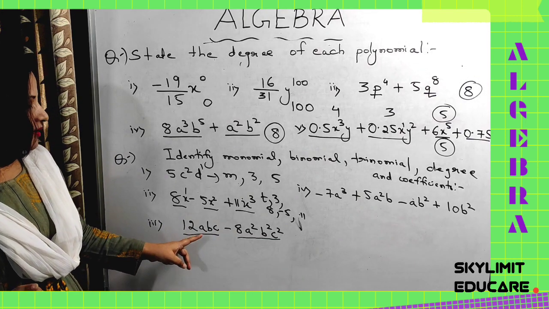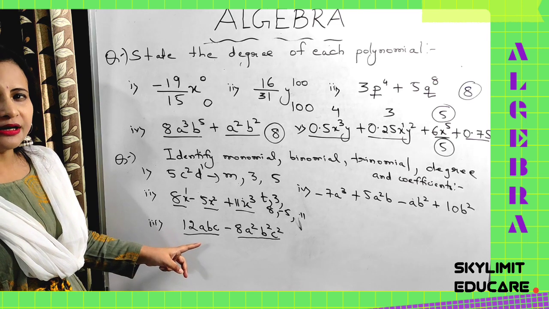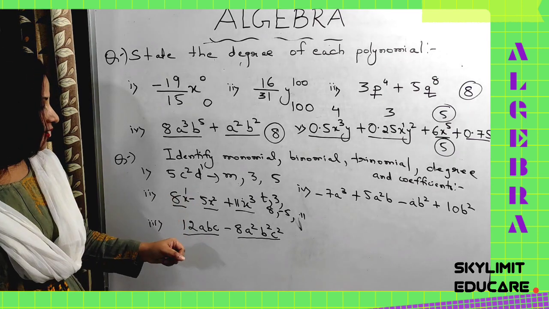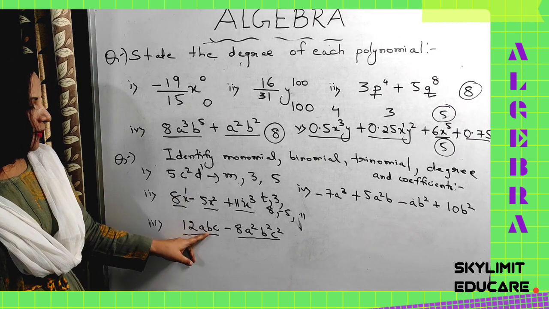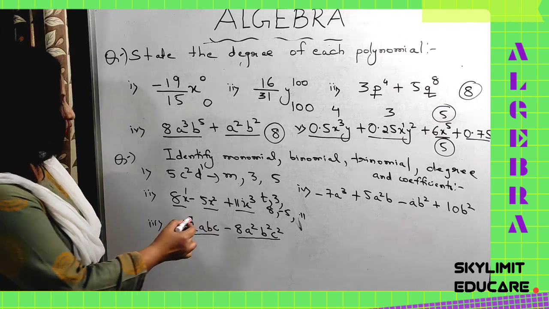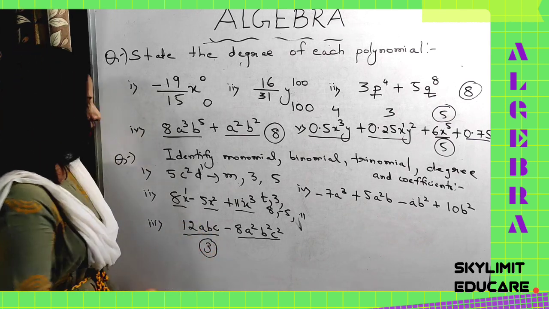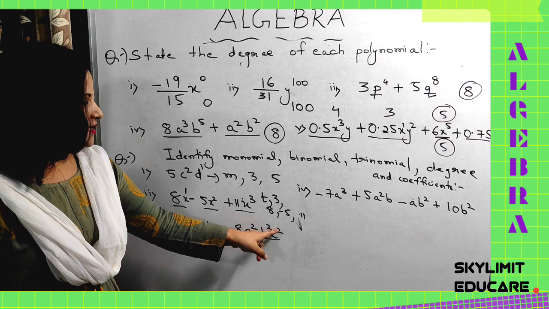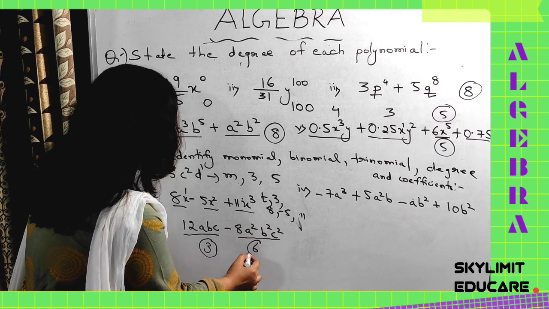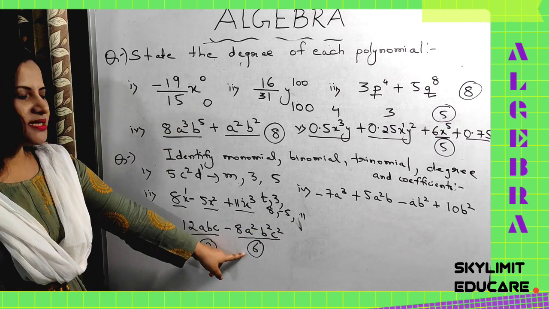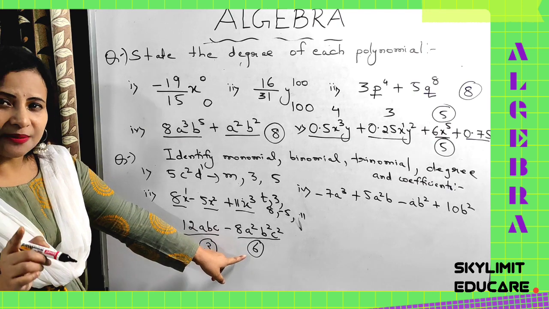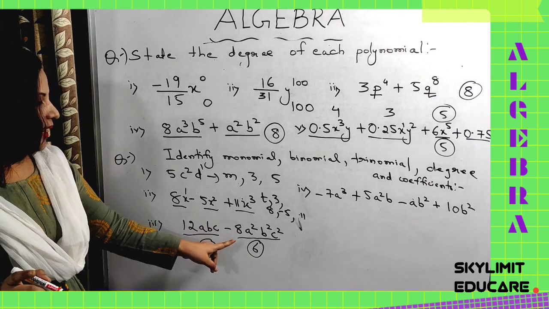Now let us check the powers. Find out the degree of this binomial. a to the power 1, b to the power 1, c to the power 1. So what is the degree of this term? It is 3. What is the degree of this term? 2 plus 2 plus 2. How much? 6. Yes. So which is greater? 6 is greater. So the degree will be 6. It's a binomial.